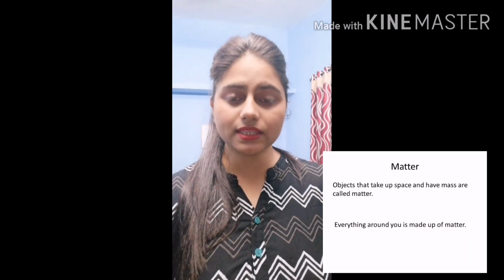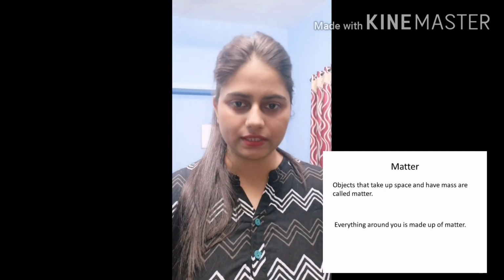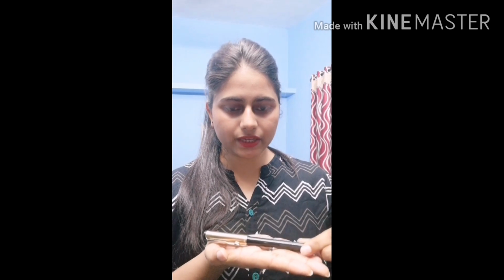Now, the question arises, what is matter? Matter is anything that has mass and occupies some space. For example, I'm taking a pen. How can we say that it is made up of matter? This pen occupies some space, right? And the second thing, it has mass also. So that means this pen is made up of matter.